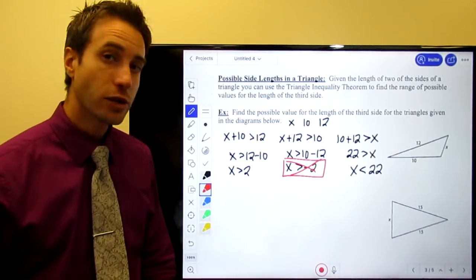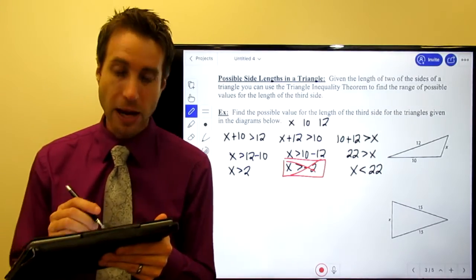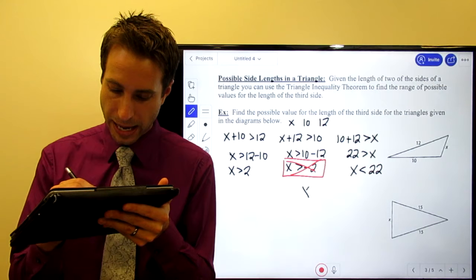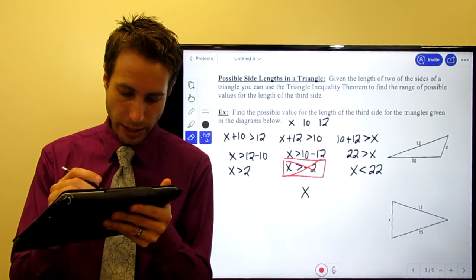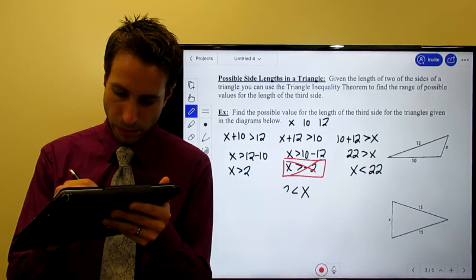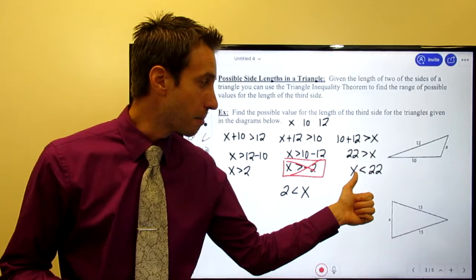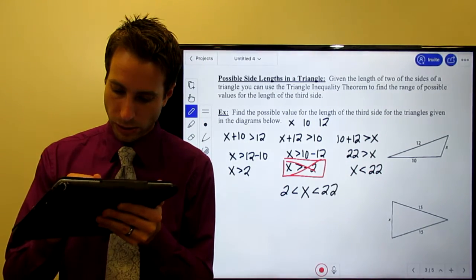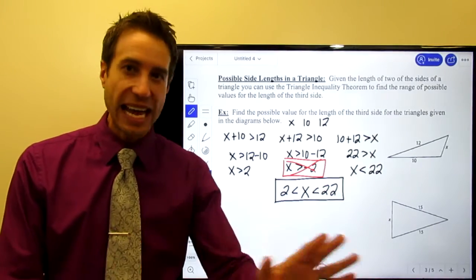Not possible. So you're left with these two. They just happen to be the two that you need. Please notice that x needs to be greater than 2. So x has to be a number greater than 2. Right? But x needs to be a number less than 22. So your answer, x can be any number.